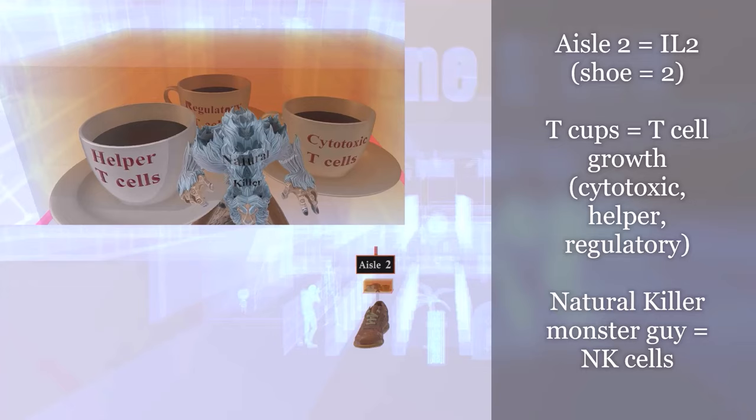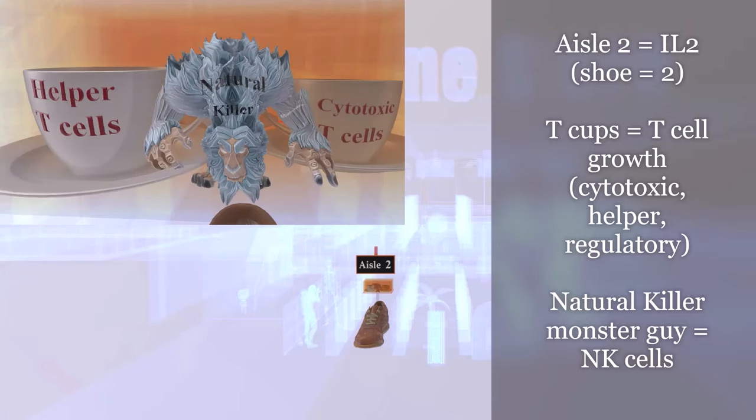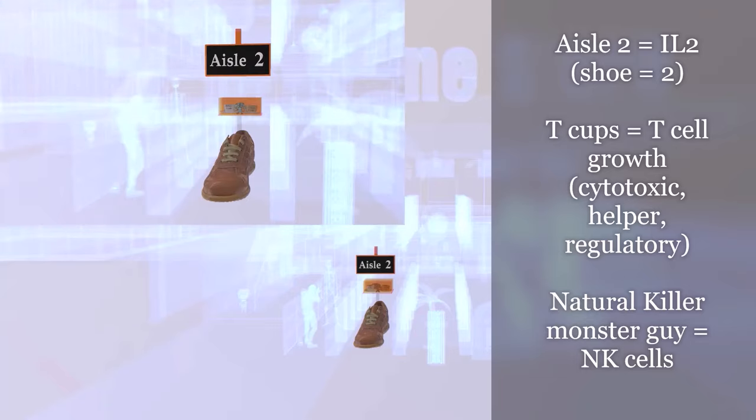Cytotoxic T cells, helper T cells, and regulatory T cells. And the scary natural killer guy over here, I didn't know any other way to describe him other than natural killer. Actually, it says natural killer on him. Reminded me also that cytokine 2 stimulates natural killer cells. So just to review, cytokine 2, represented by the shoe over here, stimulates the production of all different types of T cells as well as natural killer cells. I was ready to move on to aisle 3.